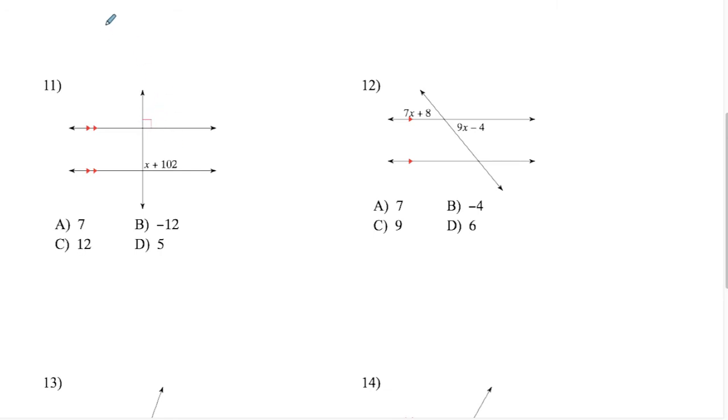That symbol here means 90, so 90 is equal to x plus 102. I subtract 102 from both sides, and I get x is equal to negative 12. So B is the answer.